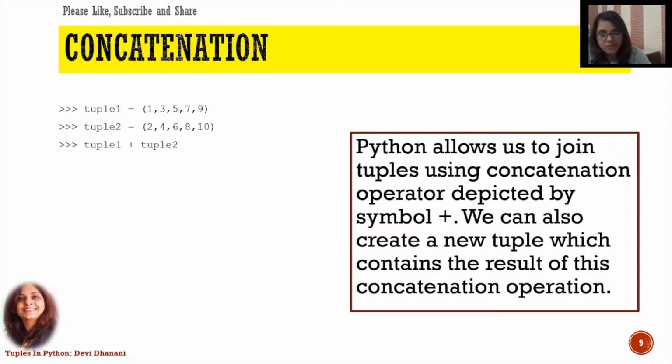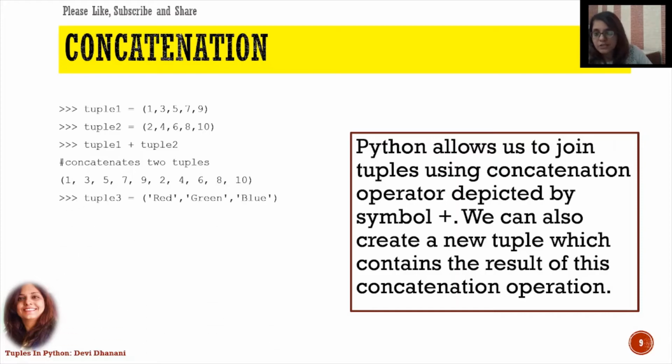Now I can join these two tuples using this plus operator, tuple 1 plus tuple 2. What output will I get? In the resultant tuple, you will see the values of the second tuple, that is 2, 4, 6, 8, 10, have been added after the values of tuple 1. So this is called joining. They do not get intermixed over here.